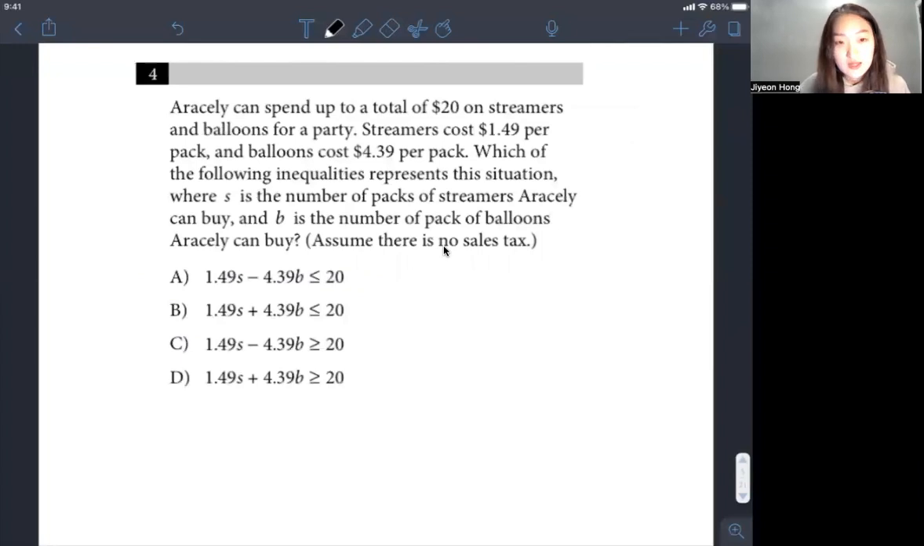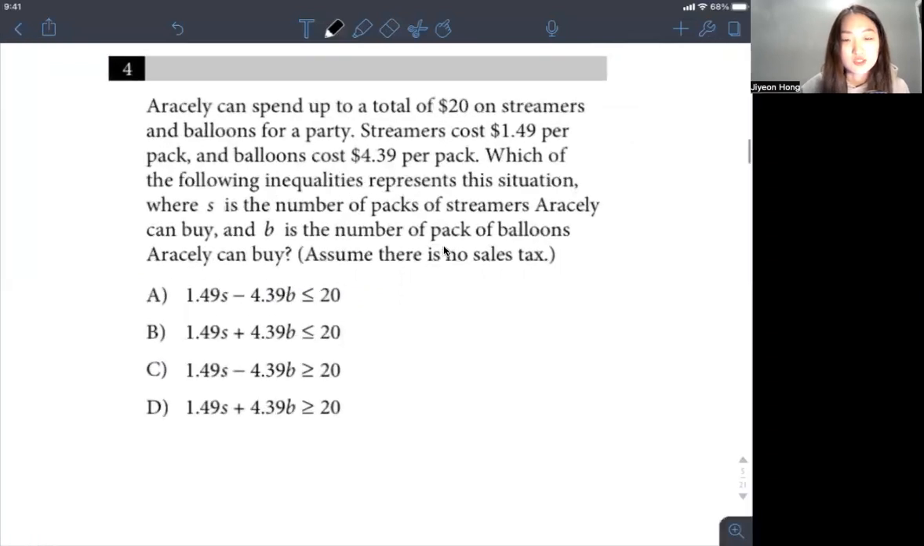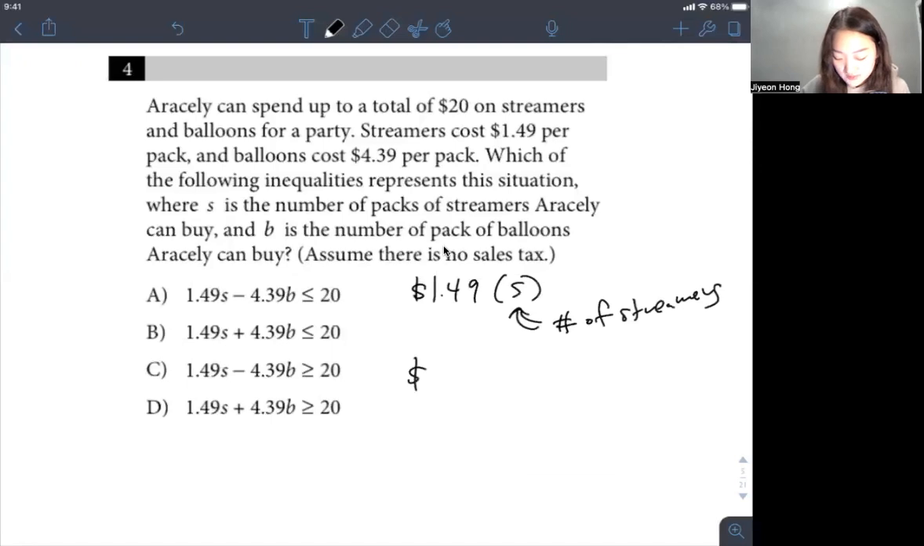Number 4, Araceli can spend up to a total of $20 on streamers and balloons for a party. Streamers cost $1.49 per pack, and balloons cost $4.39 per pack. So streamers are going to be $1.49 times the number of streamers, which is S. And then we have $4.39 per balloons, where B would be the number of balloons.